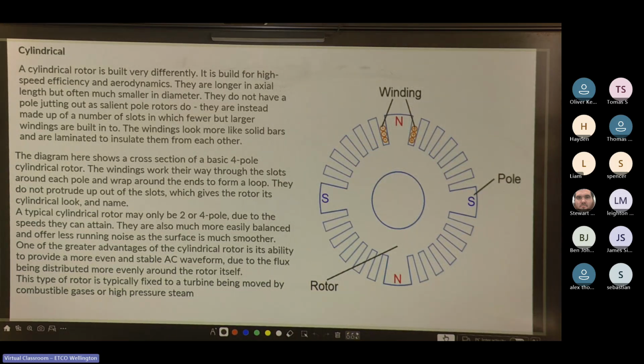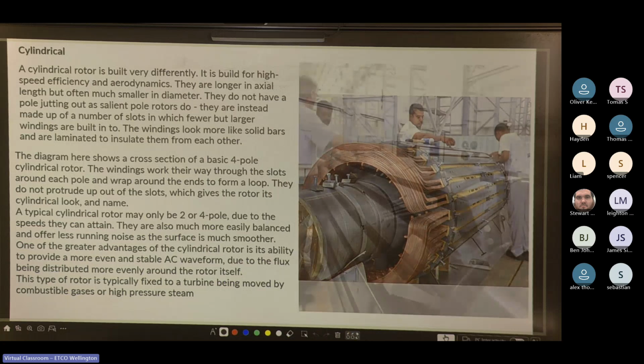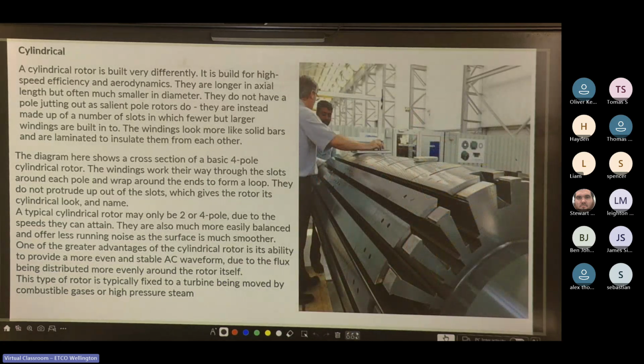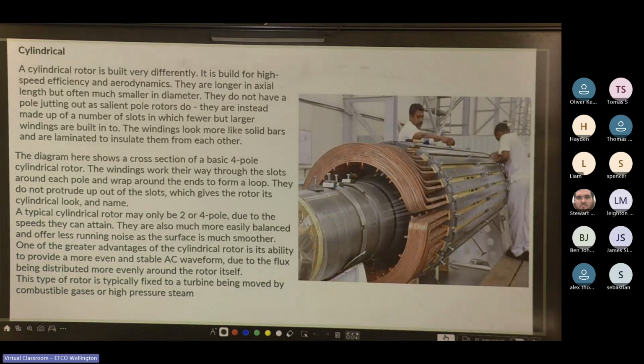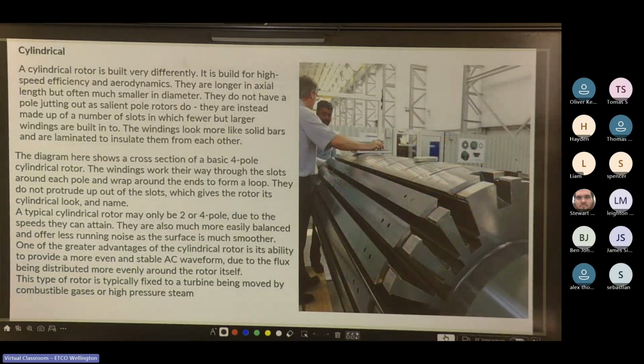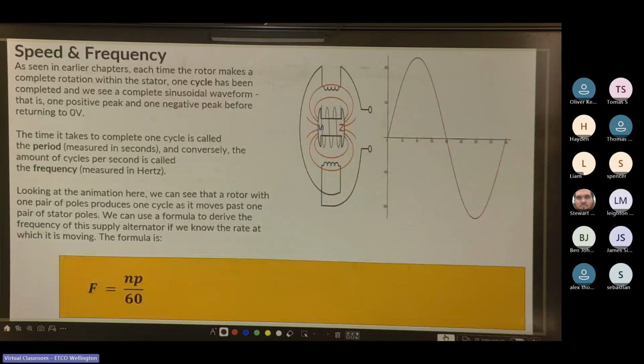One of the greater advantages of the cylindrical rotor is its ability to provide a more even and stable AC waveform due to the flux being distributed more evenly around the rotor itself. This type of rotor is typically fixed to a turbine being moved by combustible gases or high pressure steam. So your nuclear or your coal or steam, like LPG and oil and gas powered turbines. Cool.